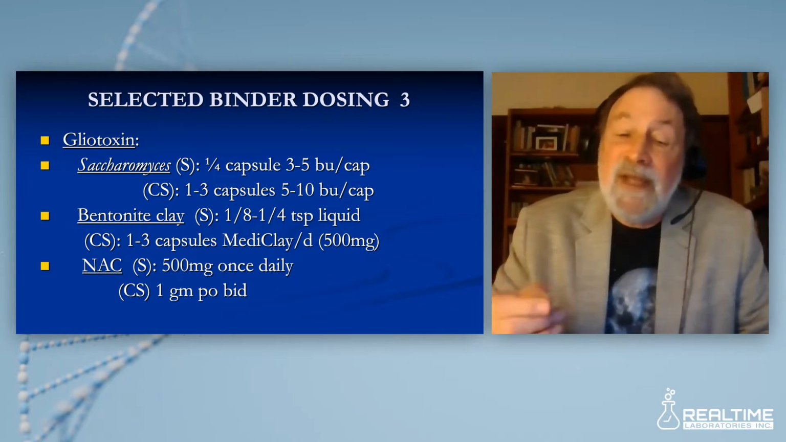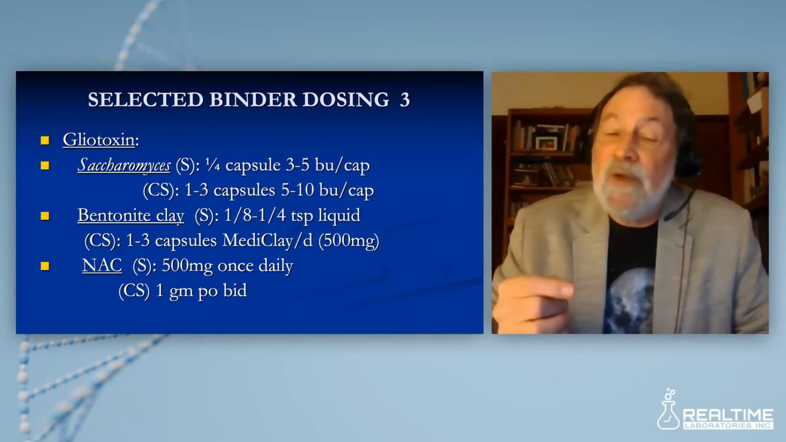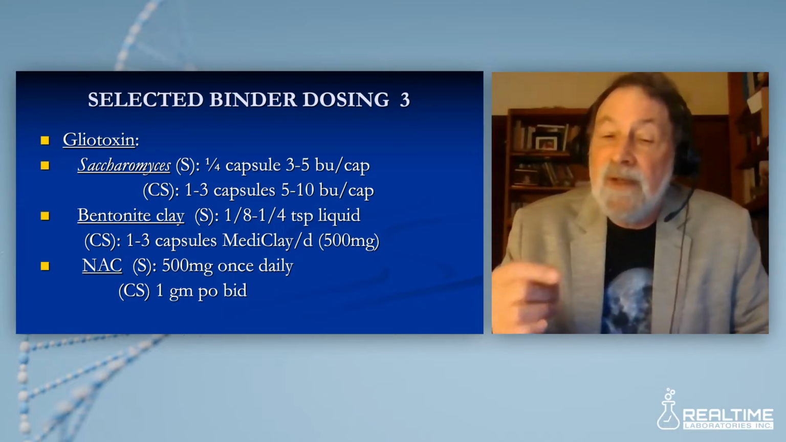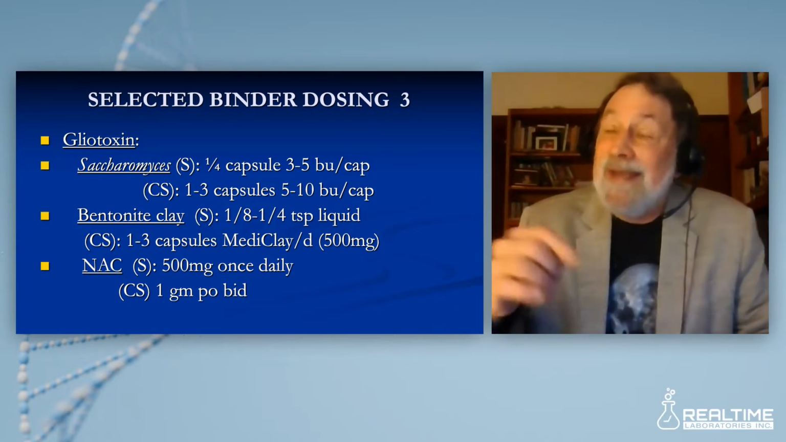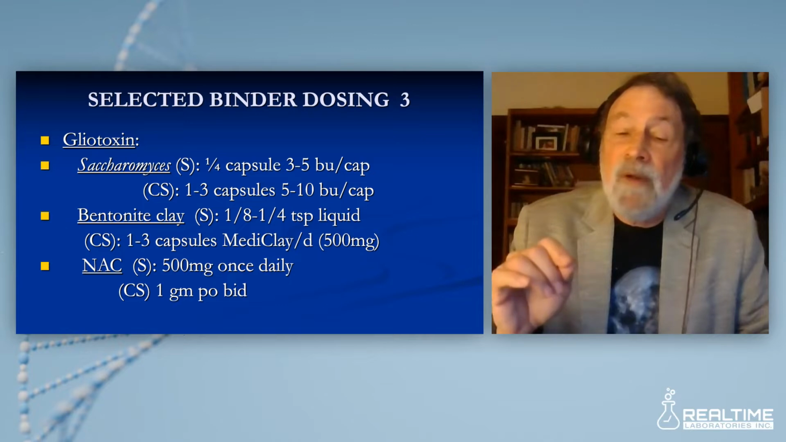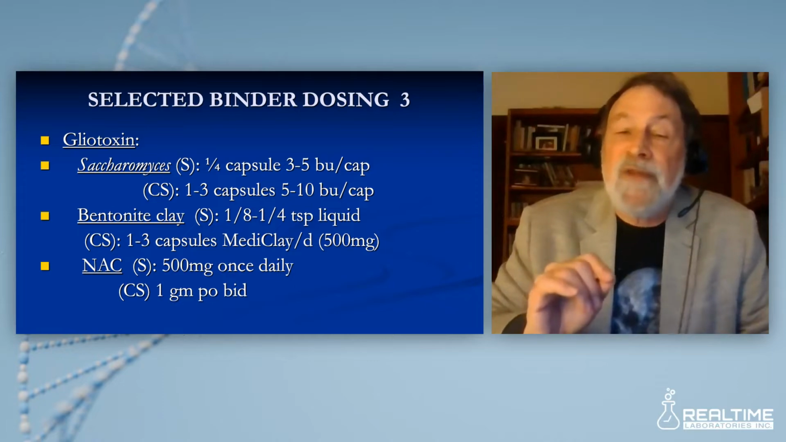For NAC, N-acetylcysteine, 500 milligrams once a day for sensitive patients. Patients who are sensitive to glutathione may not be able to take this because the body converts NAC in the cell into glutathione. Be careful with it. For patients who are stronger, 1 gram, 1,000 milligrams twice daily is a dose for them.